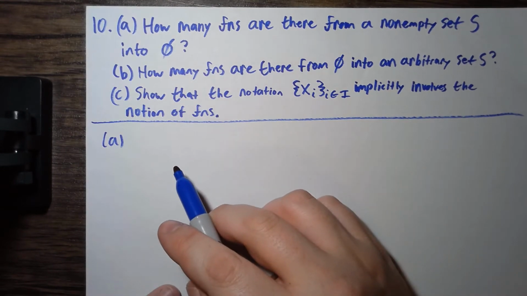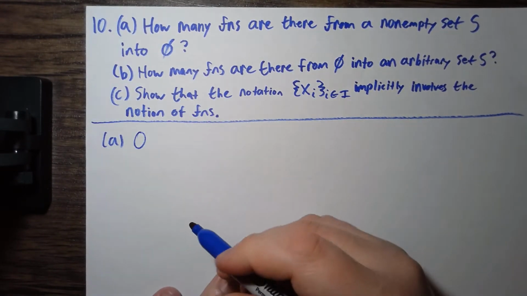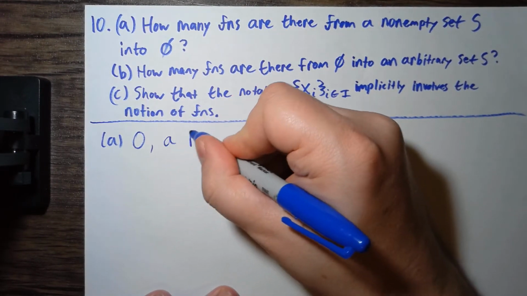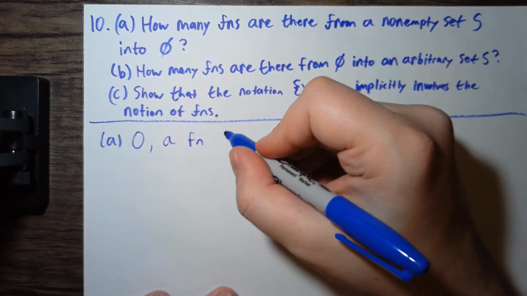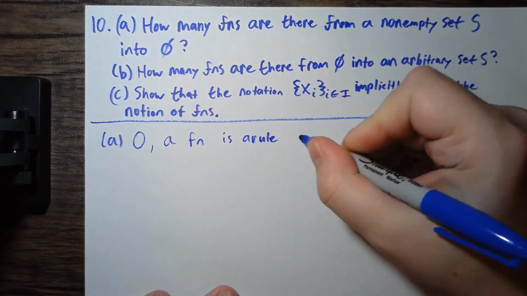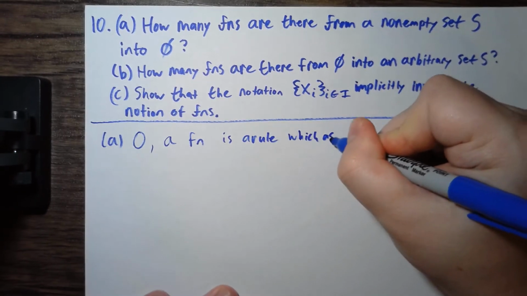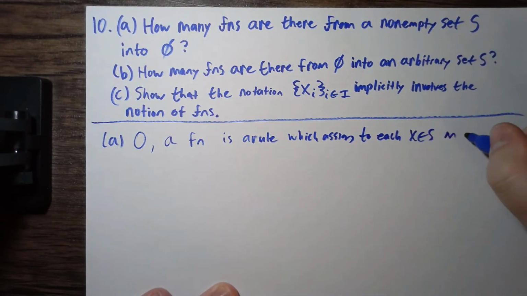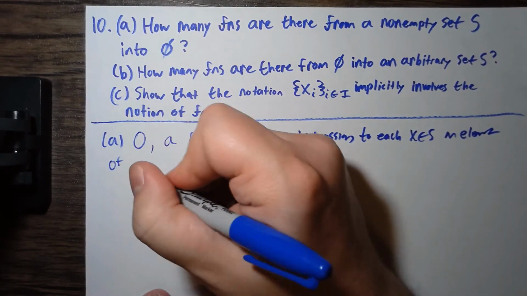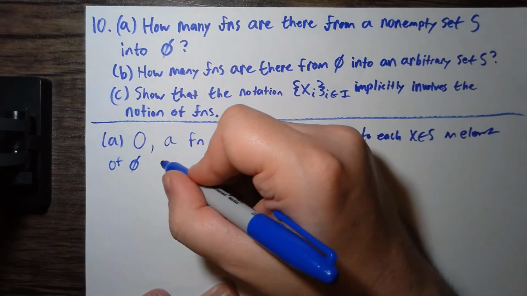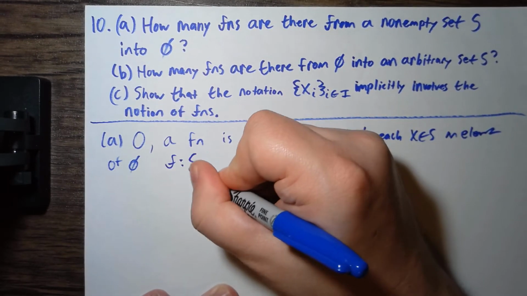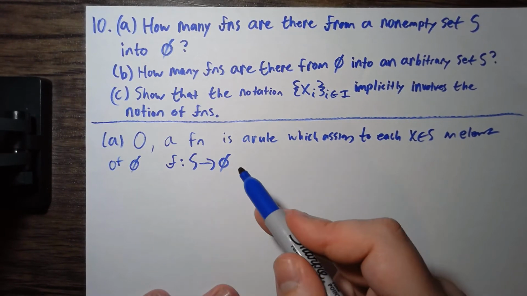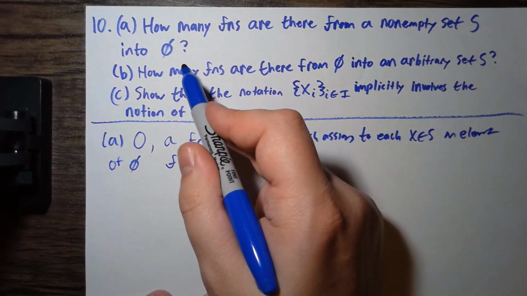Okay, and the answer to A is 0, and kind of the reason behind. Remember, a function is a rule which assigns to each x in S an element of the empty set. So if we had a function, say our function f is from S to the empty set, then for every x in S we need an element of the empty set, but there are no elements of the empty set, so there can't be a function. So that's why there's 0 functions.